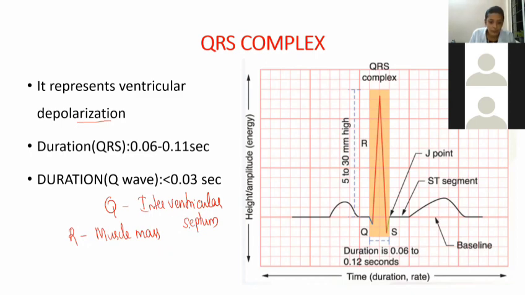So Q is interventricular septum depolarization. During the R wave, the whole muscle mass of the ventricles is depolarized. And during the S wave, depolarization happens in the base of the heart. So these things happen during the QRS complex. Each wave represents depolarization of each part of the ventricles. The duration is 0.06 to 0.11 seconds, and the Q wave alone takes less than 0.03 seconds. So this is about the QRS complex.